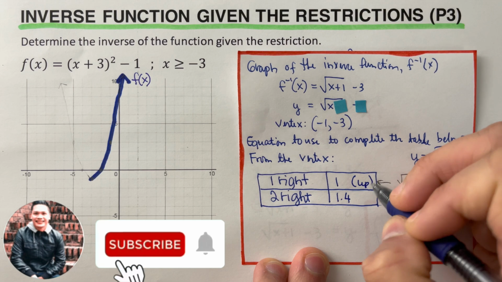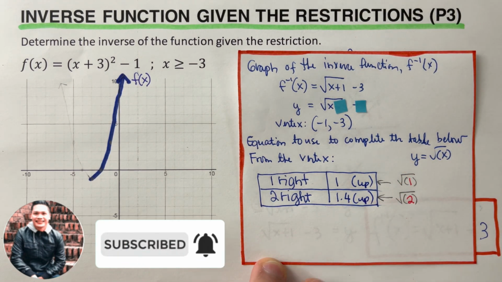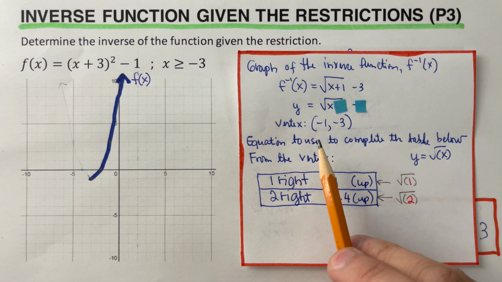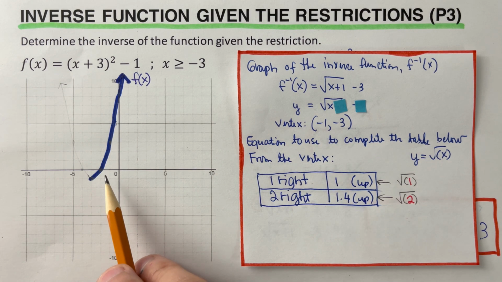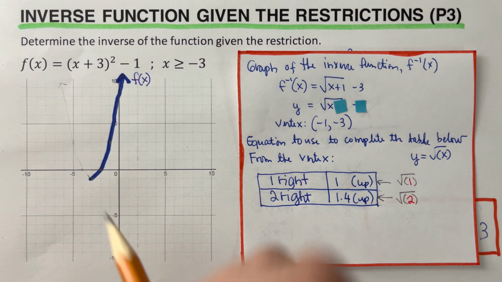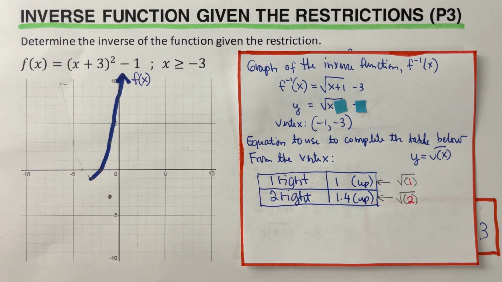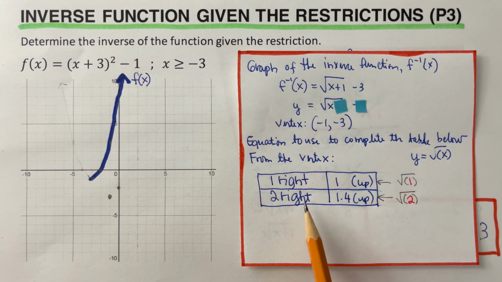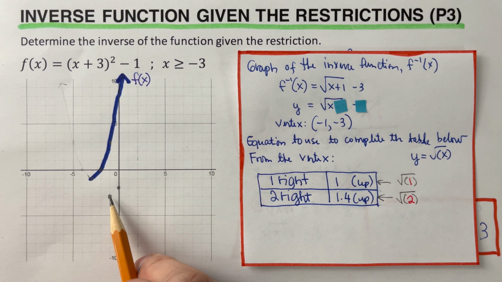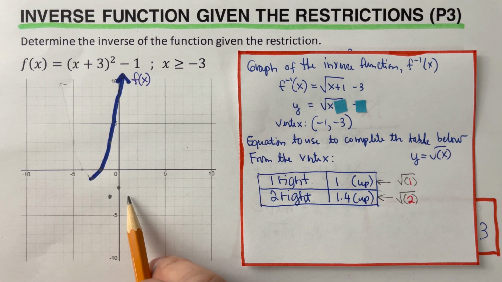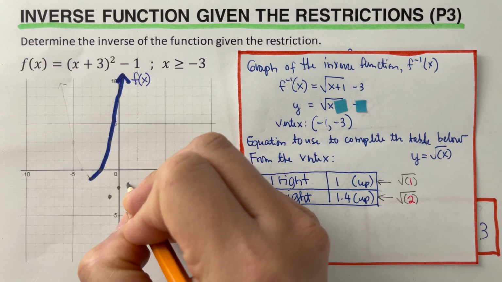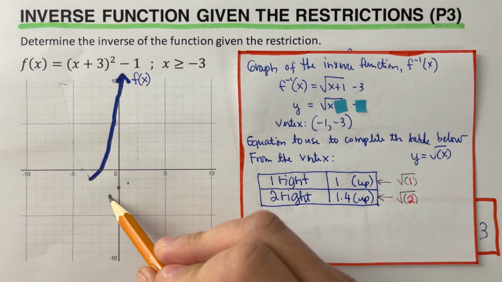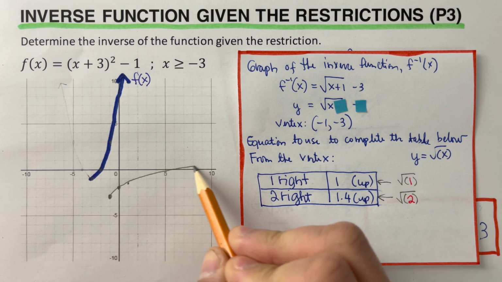That means they both go up from the vertex. So we can go ahead and say that we start from the vertex, -1, -3. So that is -1. We go down -3 right here. So this is our vertex. We say that from the vertex, we go 1 right, 1 up. So I go 1 right, 1 up. So it's going to be right here. And then from the vertex, we go 2 right, 1.4 up. So it should be somewhere around here. Then we can go ahead and sketch the graph of this square root function like this.